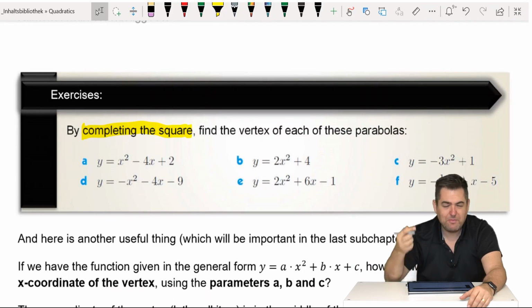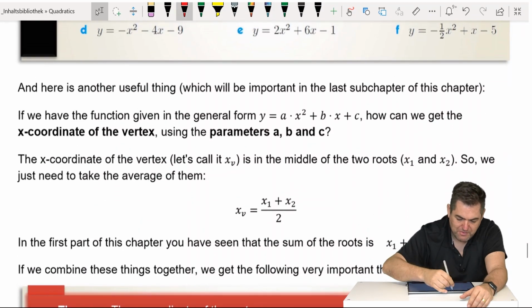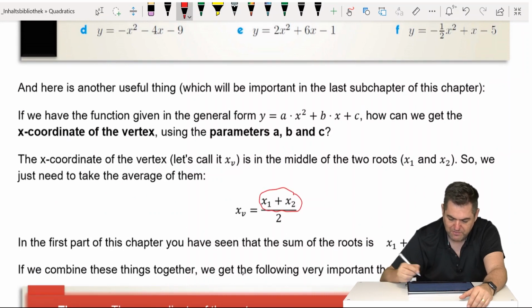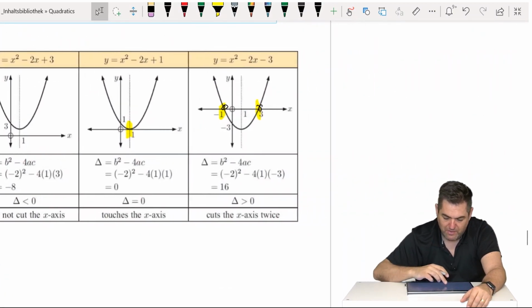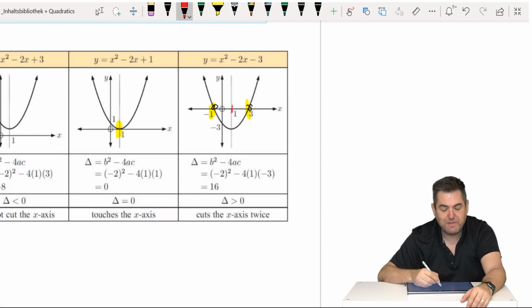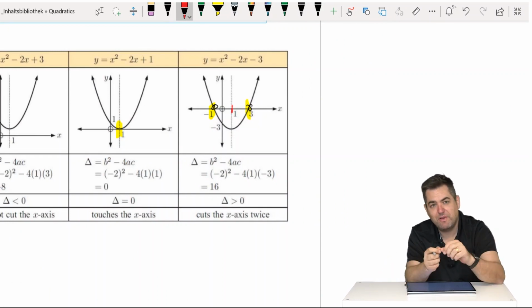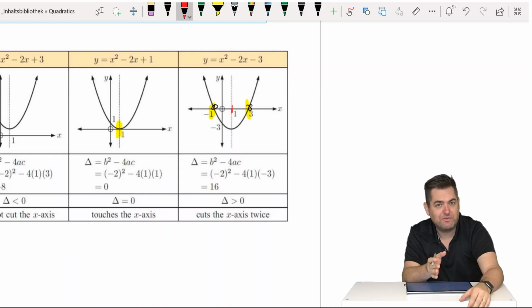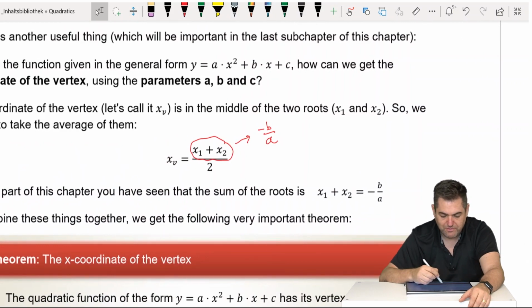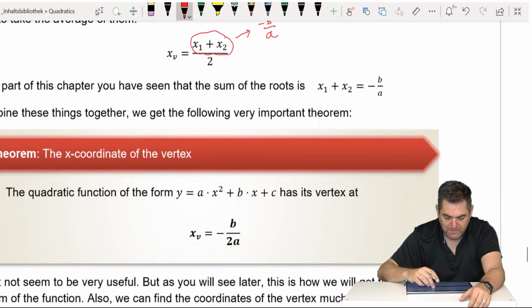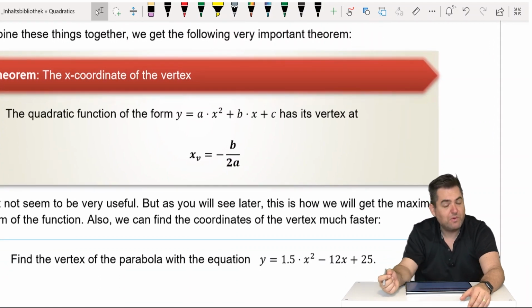And now if you remember, some weeks ago I showed you that the sum of the solutions was minus b over a. And if I want to get the coordinates of the vertex, the vertex is always in the middle of the 2 roots. So I take just the average of the 2 roots and I'll get the coordinate of the vertex. So that's what I'm doing here. I take the sum of the 2 roots, divide by 2, and I'll get this nice little formula here. The coordinate of the vertex is minus b over 2a.